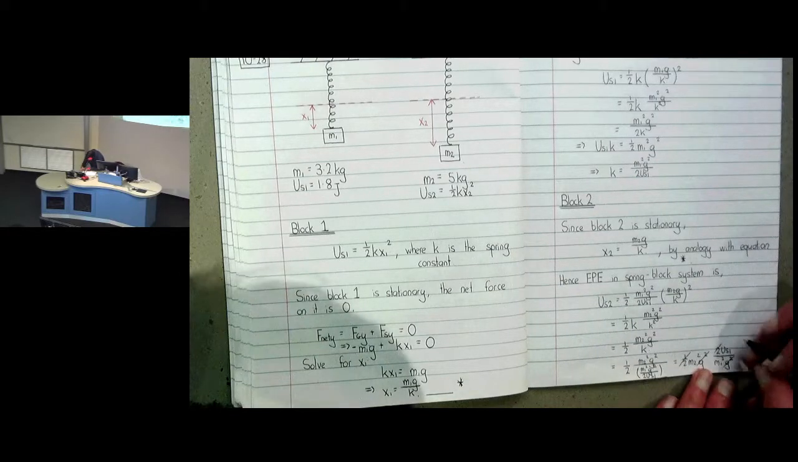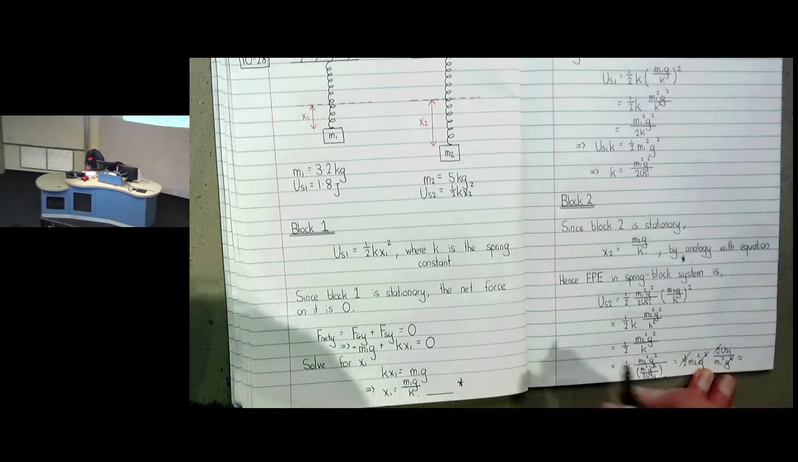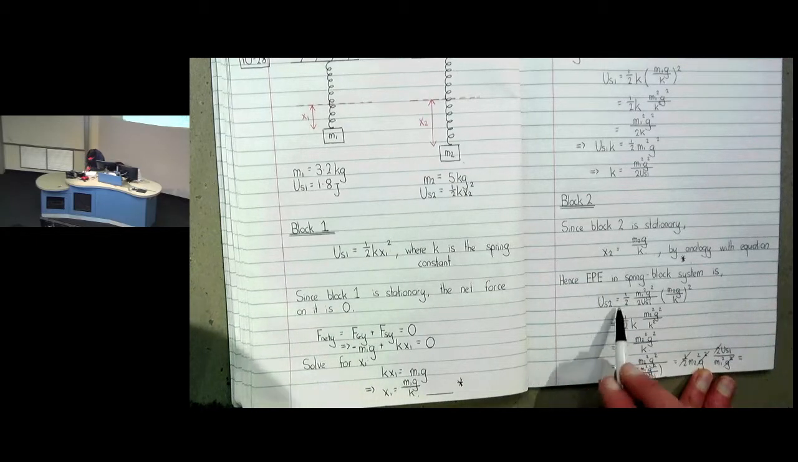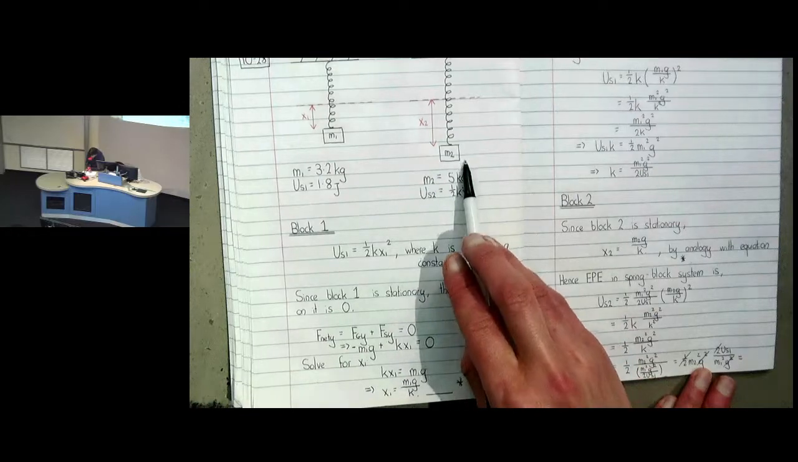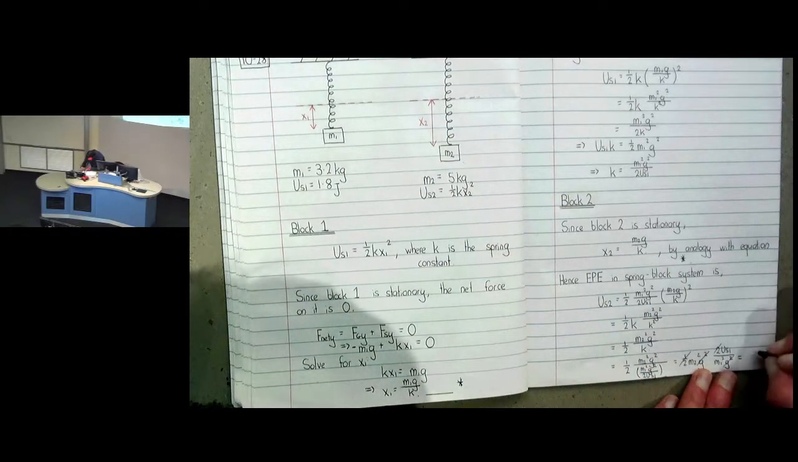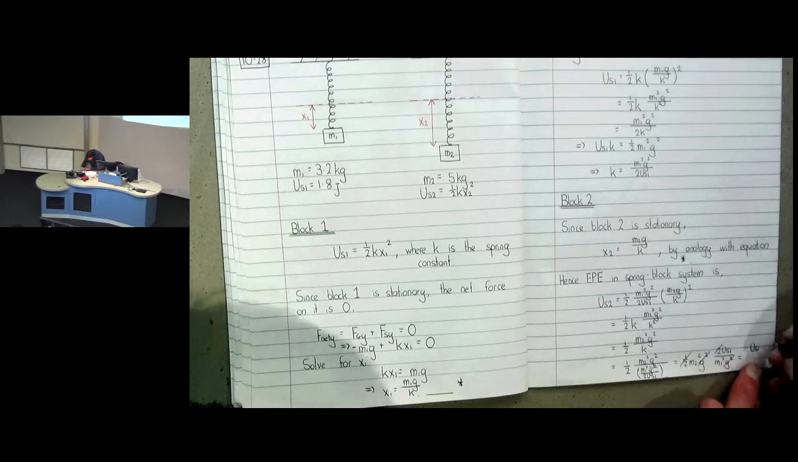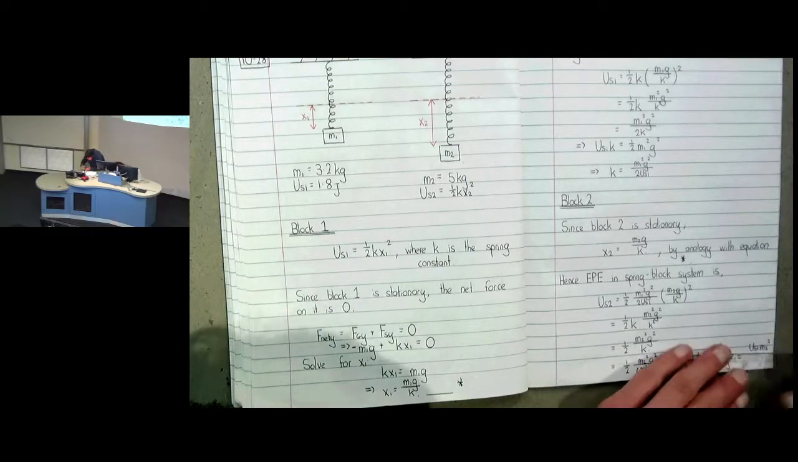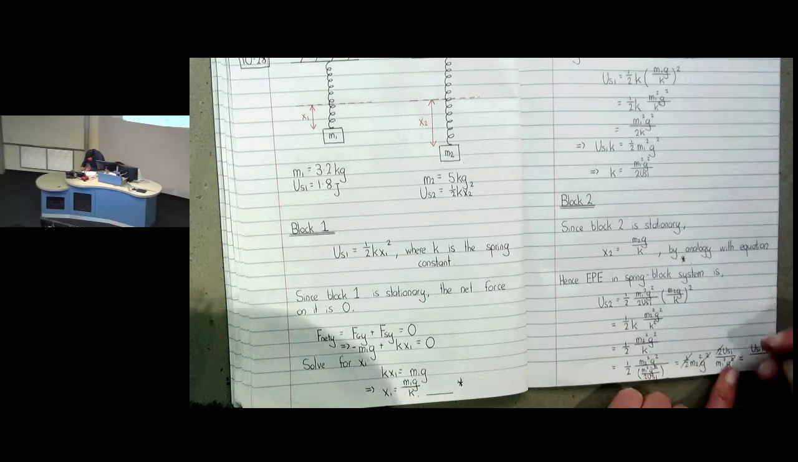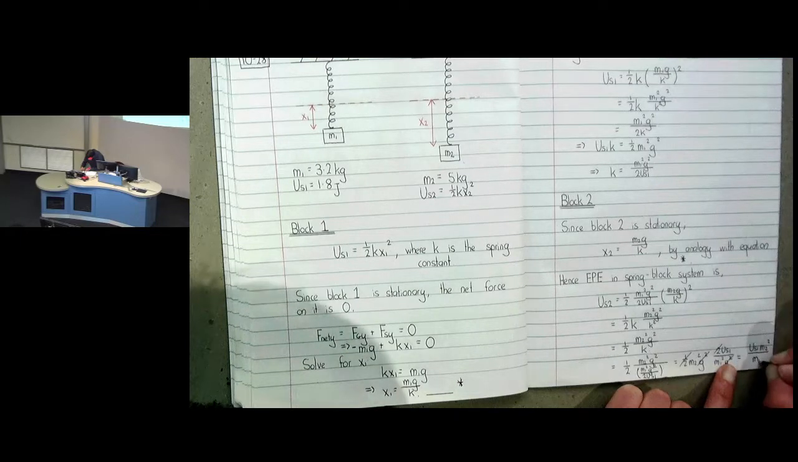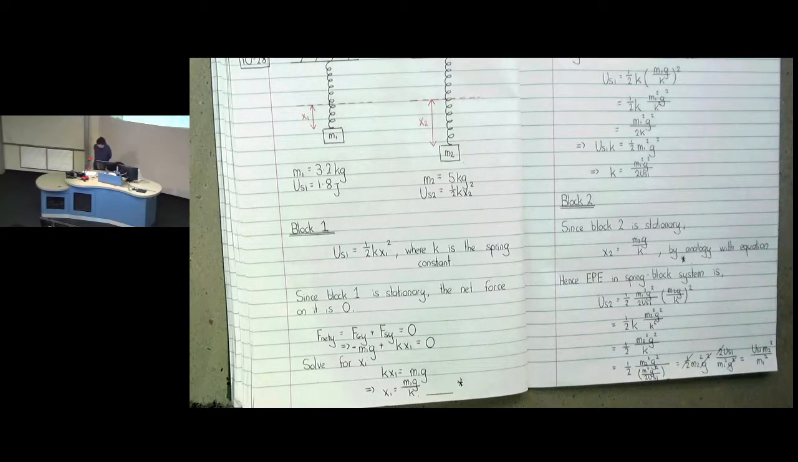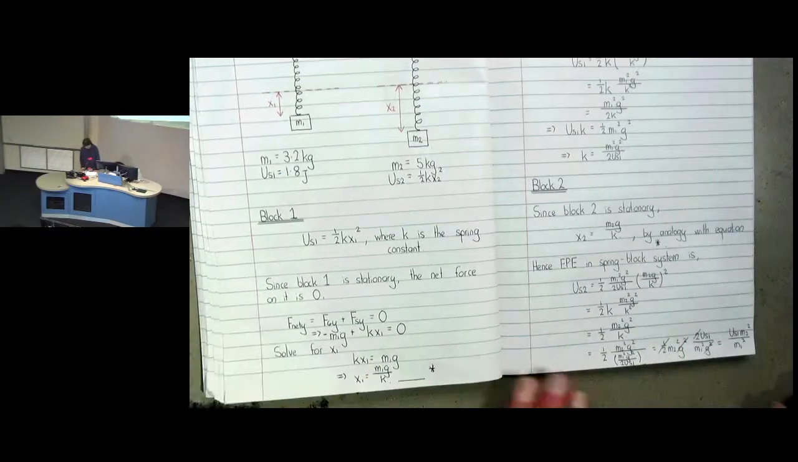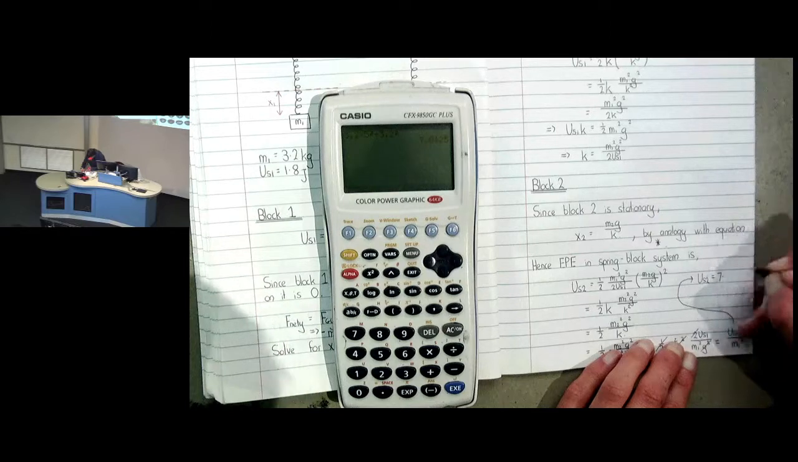So what we're finally left with is that the elastic potential energy stored in the spring block system in the case of the 5 kilo block being attached to the end is just the elastic potential energy stored in the case of the 3.2 kilogram block times the 5 kilo mass squared divided by the 3.2 kilogram mass squared. So it comes out to be as simple as that. 7.8 joules.